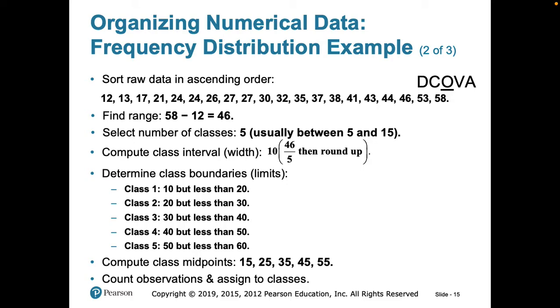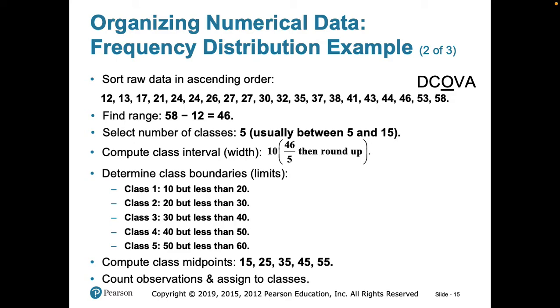So for the first class, we have 10, but less than 20. So we want to get the days where the temperature is at least 10 degrees, but less than 20. And on the second class, we do 20, but less than 30, and so on and so forth. You also want to get your class midpoints, which is fairly simple. You add the lower boundary plus the higher boundary, and then you divide by 2. So the first one is 10 plus 20, that gives us 30, divided by 2 gives us 15. So your class midpoint is 15.